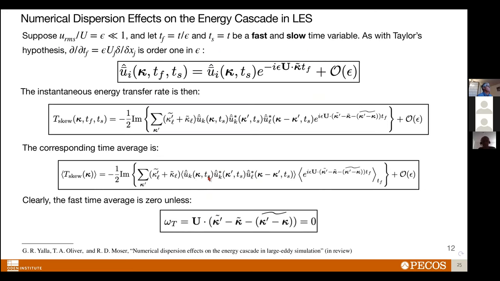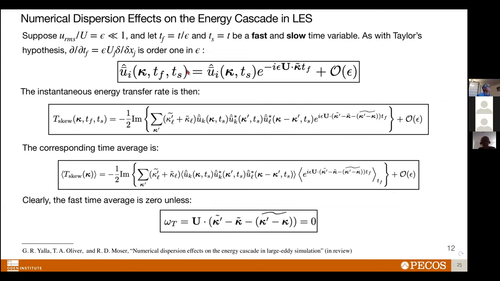And we can analyze that and figure out how that happens. It turns out we can do a multi-scale multi-timescale analysis. There's a timescale of the convection. We're assuming that our epsilon, the small-scale timescale over the convection timescale, which I'll call epsilon here, our order parameter will be much less than one. We do a multi-scale analysis in time. I have a fast timescale, which is the convection timescale, and a slow timescale, which is basically similar to using Taylor's hypothesis.